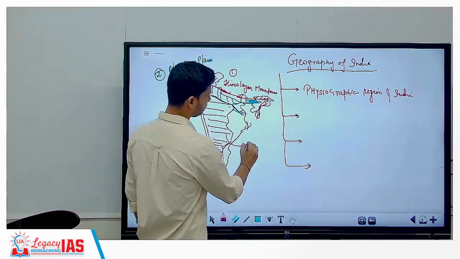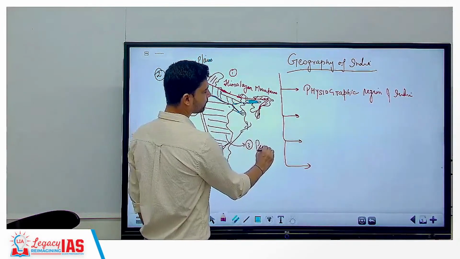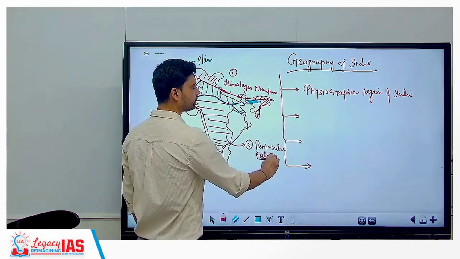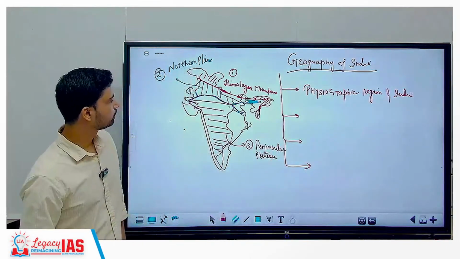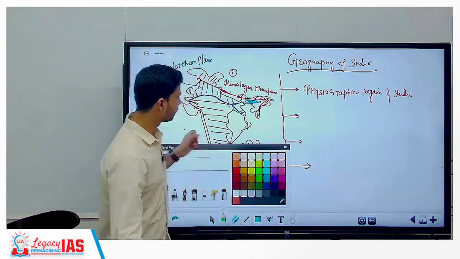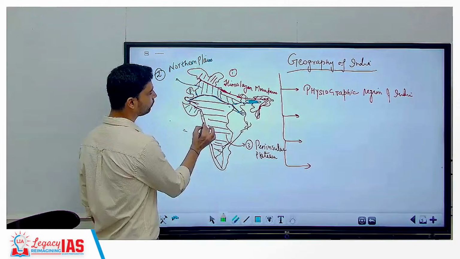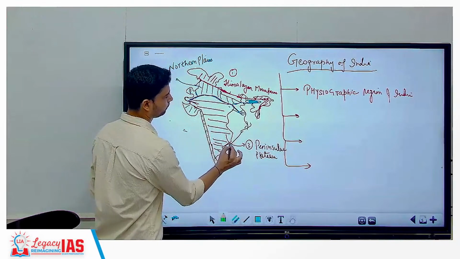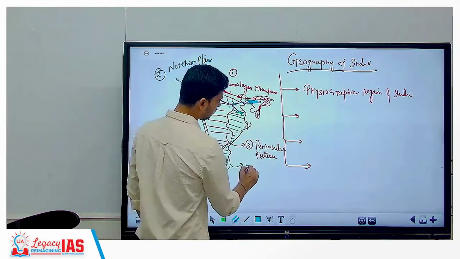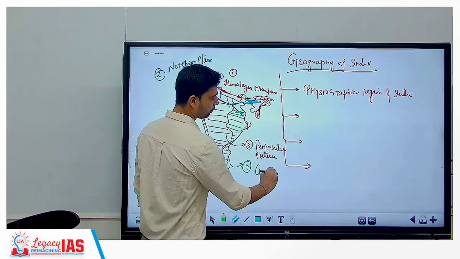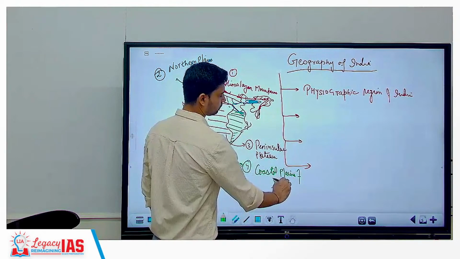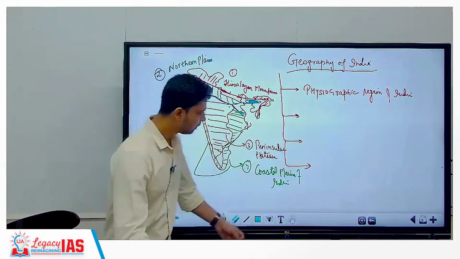This covers almost 50%. Area-wise, you talk about 50% of India's area is made up of the peninsular plateau. That is the third geographical region. And then on both sides of the peninsular plateau, what do we have? The fourth geographical region, referred to as the coastal plain of India. And what is left?